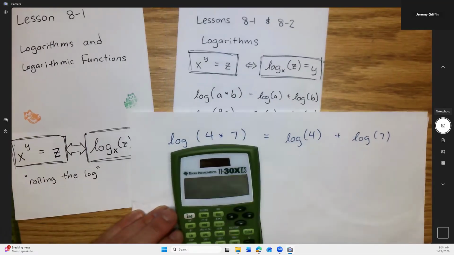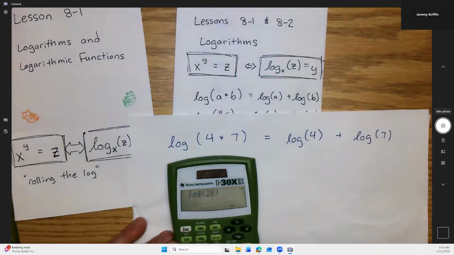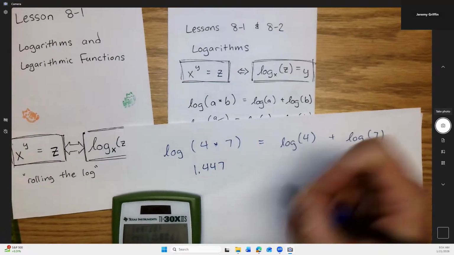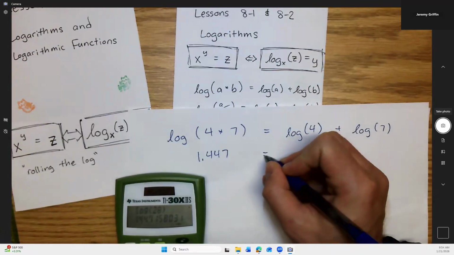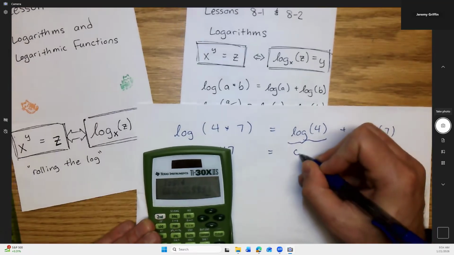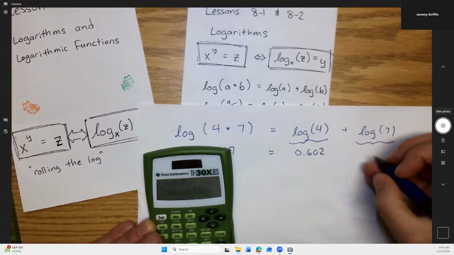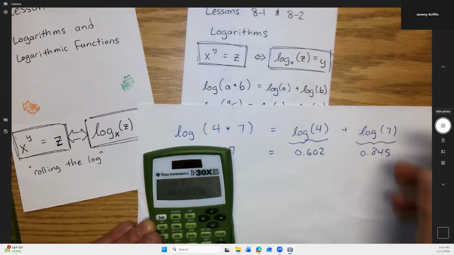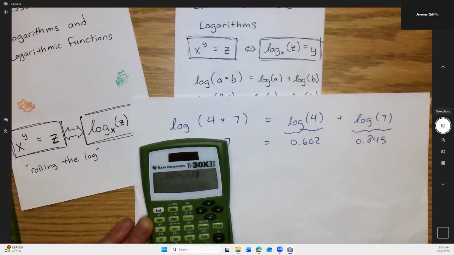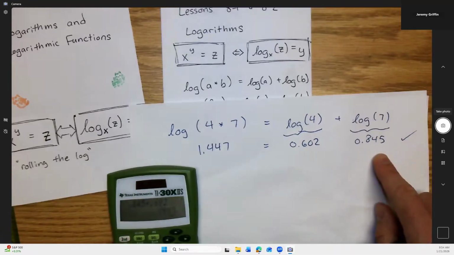So if I have in my calculator log of, isn't 4 times 7 28? Okay. Let me see what it is. That's 1.447. I'm rounding a little bit. Is that equal to this plus this? So log 4 by itself is about 0.602, and log 7 is 0.845. Let's see if I add those two together. 0.845 plus 0.602 is 1.447. Yeah, it's the same thing. It checks out.